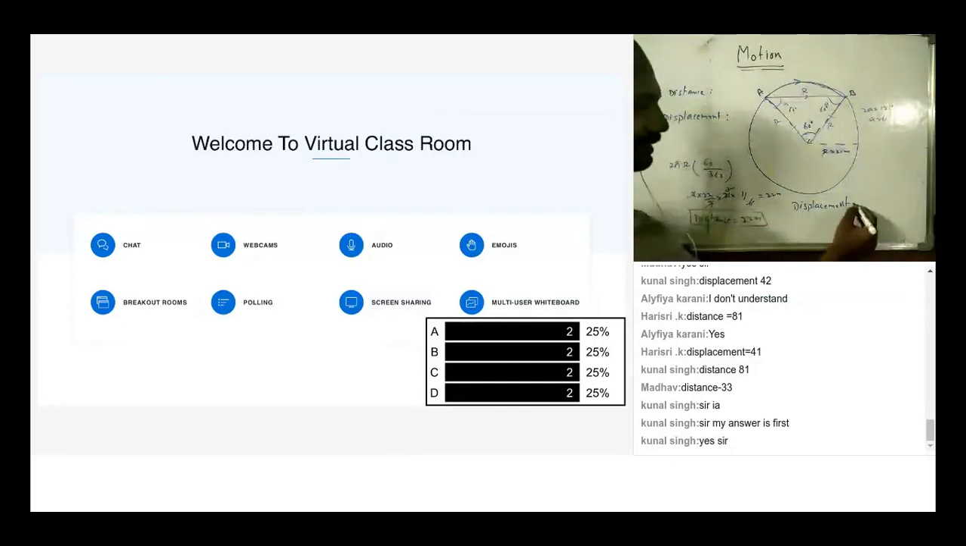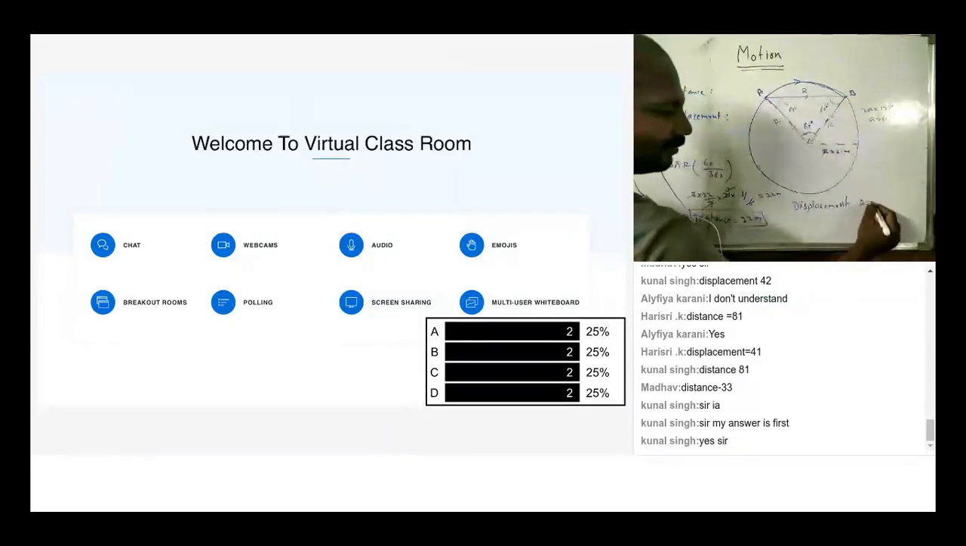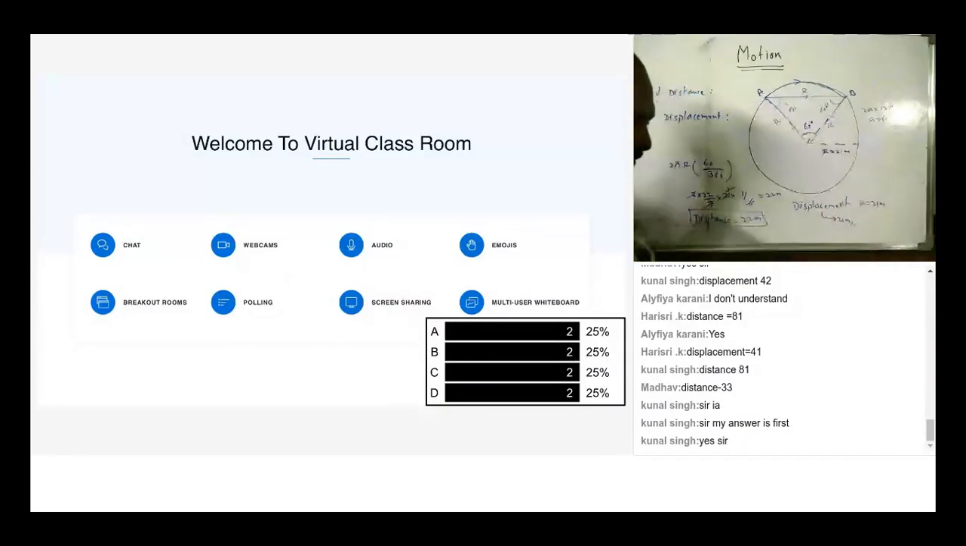Sir, how did you get 21 meters displacement? Because it is equal to the radius and it is given in the question that the radius is 21 meters. Got it? Yes, sir. I hope all of you understood that.